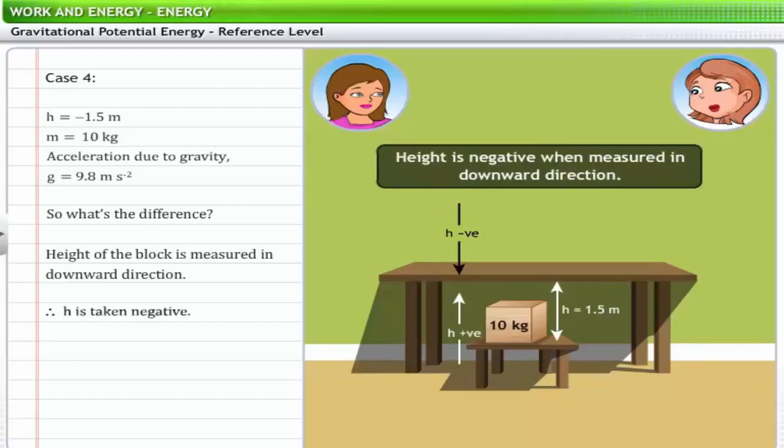We can obtain the value of gravitational potential energy of the block in this case by substituting the values of mass, acceleration due to gravity, and height of the block in the expression PE = mgh. The height in this case being negative, the gravitational potential energy of the block in this case is minus 147 joule.